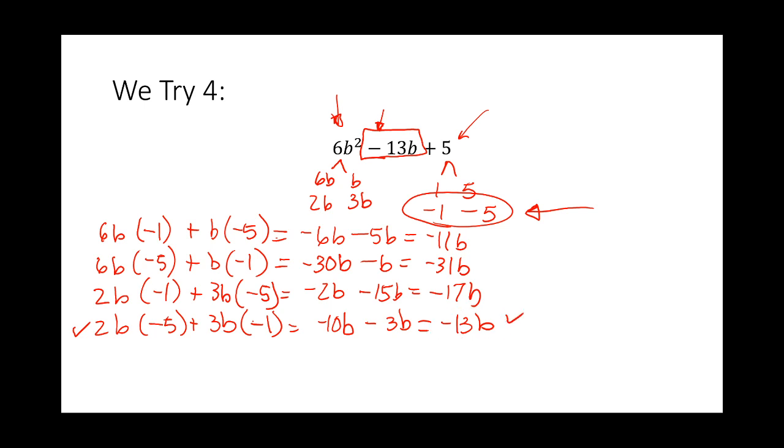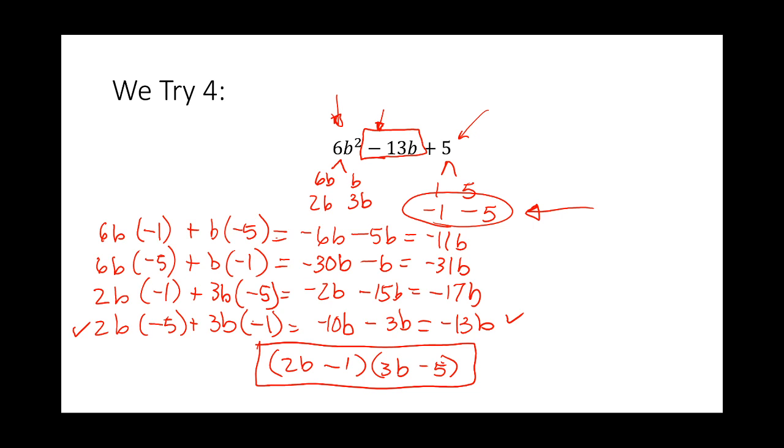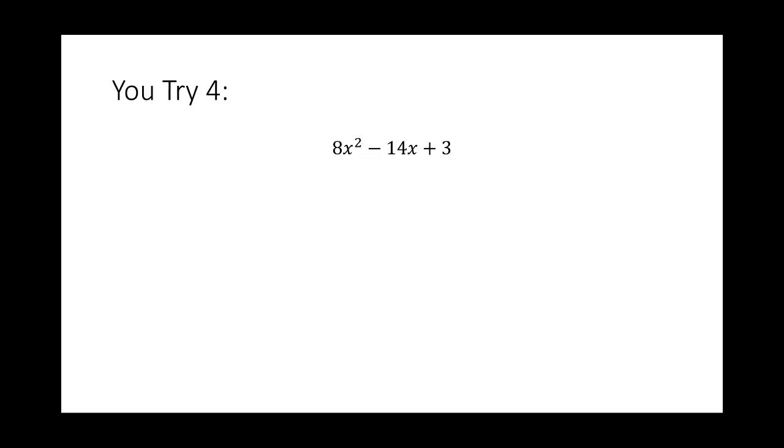Now we just need to put those in opposite parentheses, and we're done. So the 2b goes in one, the negative 5 goes in the other, the 3b goes in the other one, and that negative 1 goes in the other. And we're done. Go ahead and try this one on your own, and I'll see you in a second.